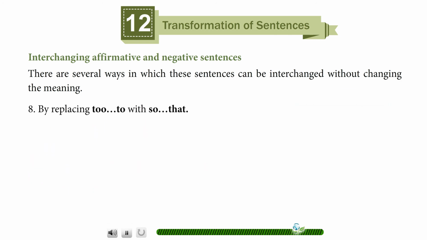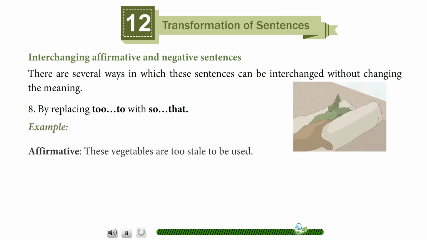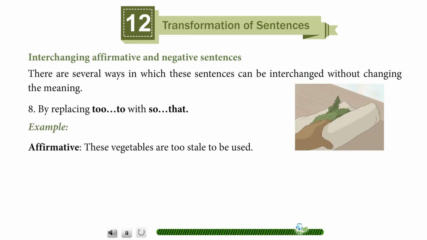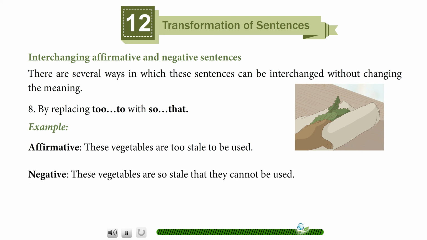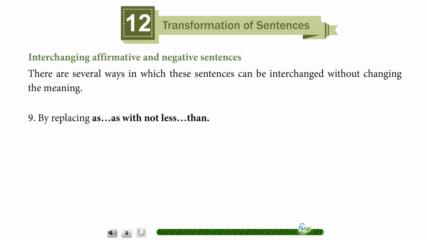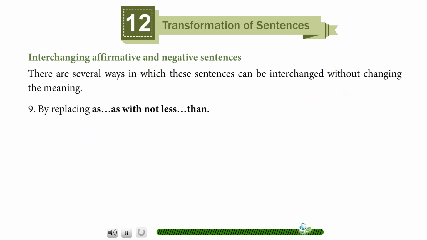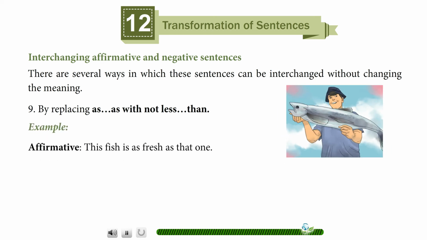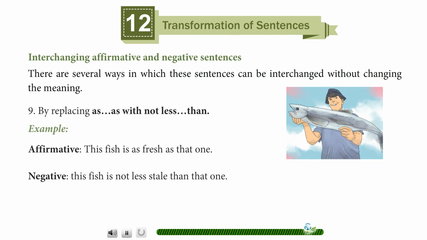8. By replacing too to with so that. Example: affirmative, these vegetables are too stale to be used. Negative, these vegetables are so stale that they cannot be used. 9. By replacing as with not less than. Example: affirmative, the fish is as fresh as that one. Negative, this fish is not less stale than that one.